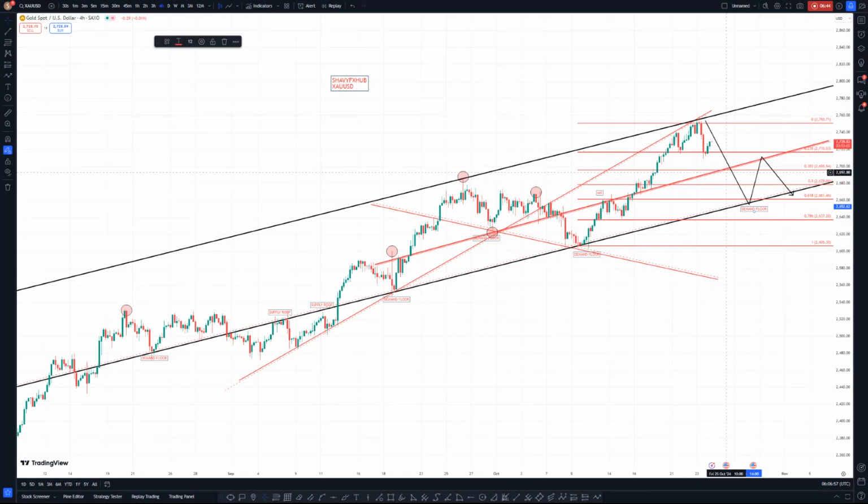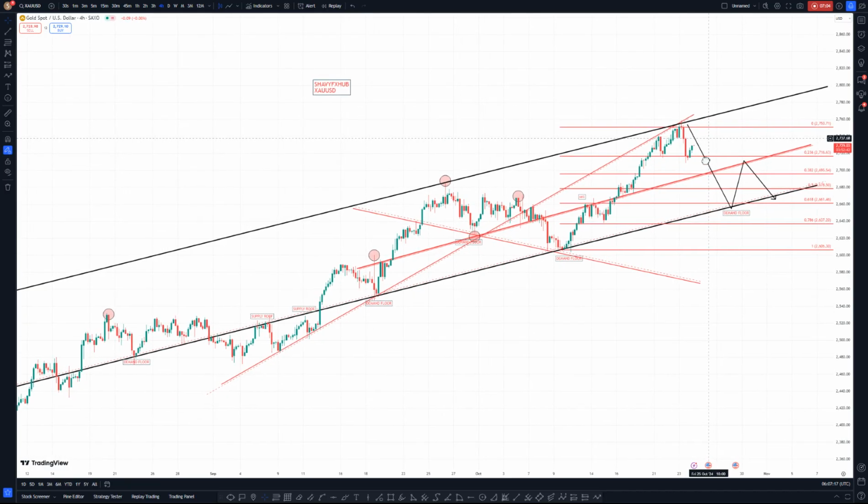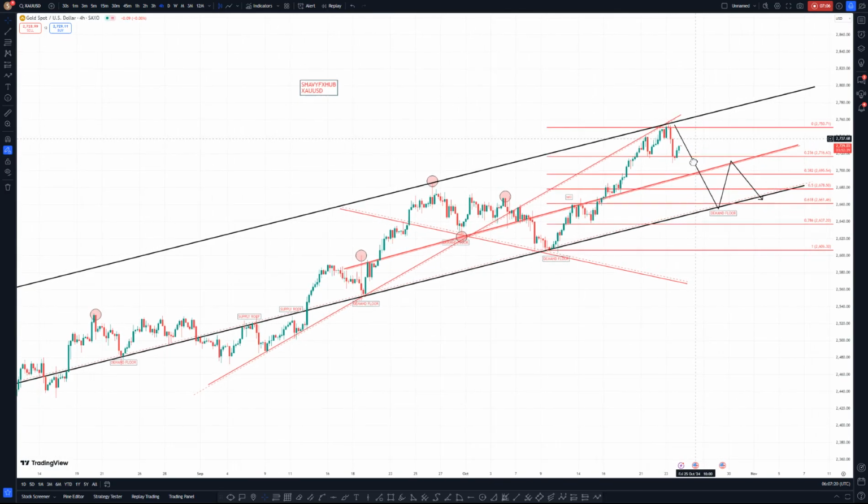So if we break out from here, it will be a breakout of 0.3 level, weakening the strength of the impulse. Then we can see price extend, maybe possibly break the 50% retracement and come to the golden ratio level and upswing again in line with the previous price action. So this is what we expect to see for XAU USD.